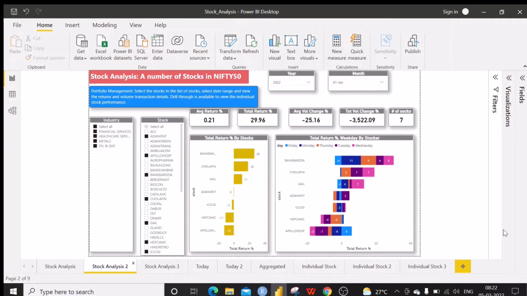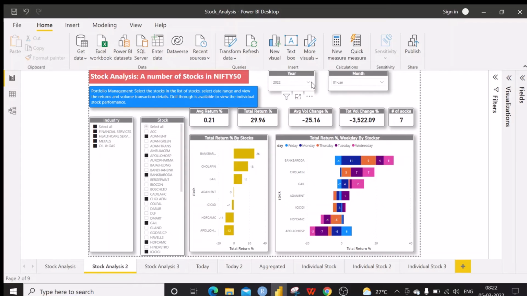This is the second page of our application. The same kind of information we are providing here also. The only change I have made in this page is, instead of a time range, you can have year and month. So if you are very particular about any month or year, then you can select it.